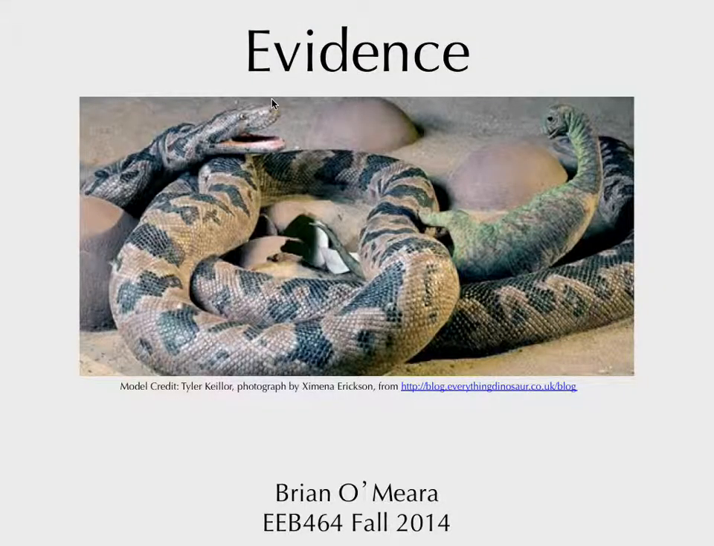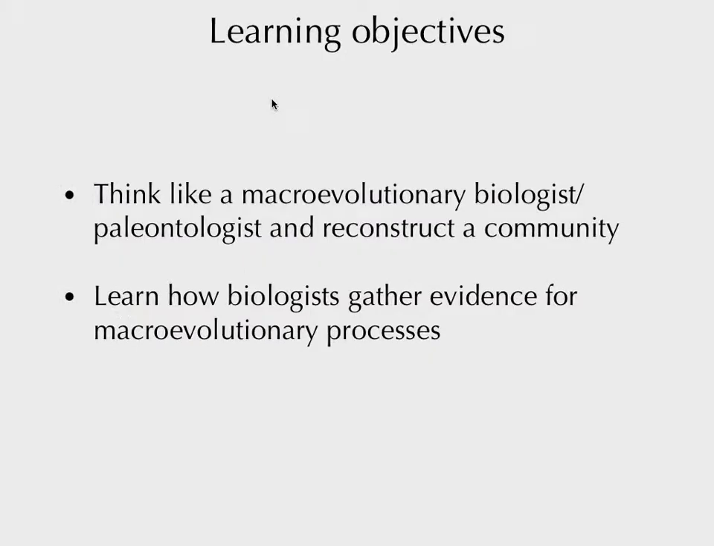All right, let's start. Today we're going to talk about how we have evidence for macroevolutionary ideas. There are various strains of evidence. The learning objectives for you today are to think like a macroevolutionary biologist or a paleontologist and reconstruct a community, and to learn how biologists get evidence for macroevolutionary processes. A lot of macroevolutionary processes happen over a long time scale, so you can't go out and mess with stuff to look at it. So how do we figure things out? If people have competing ideas, how do we see who's right with macroevolution?